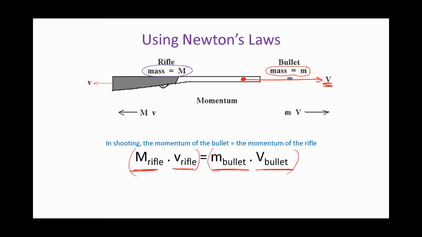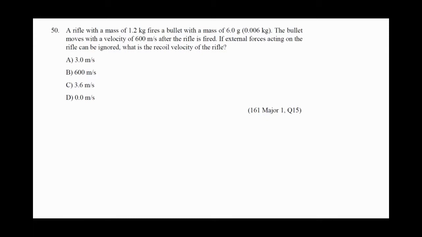Okay. So here in this problem, he says what? A rifle with mass 1.2 kilograms. So this is the mass of the rifle. A bullet with mass 6 grams. So the mass of the bullet equals 6 grams. It should be 6/1000 kilograms. So it's 0.006 kilogram. I will deal with kilogram, not gram. The bullet moves with a velocity 600 meters per second. So the velocity of the bullet, 600 meters per second.